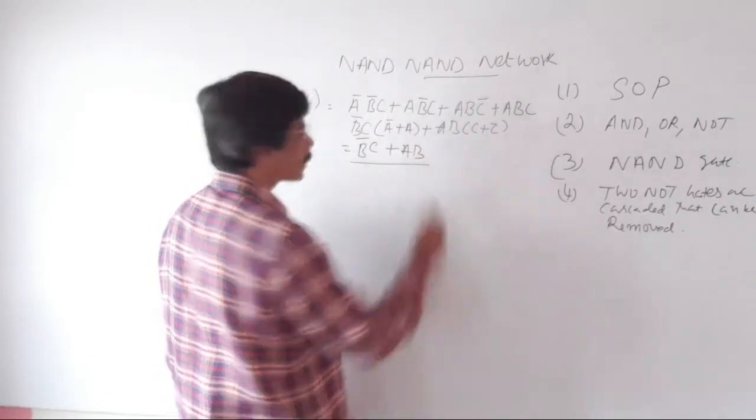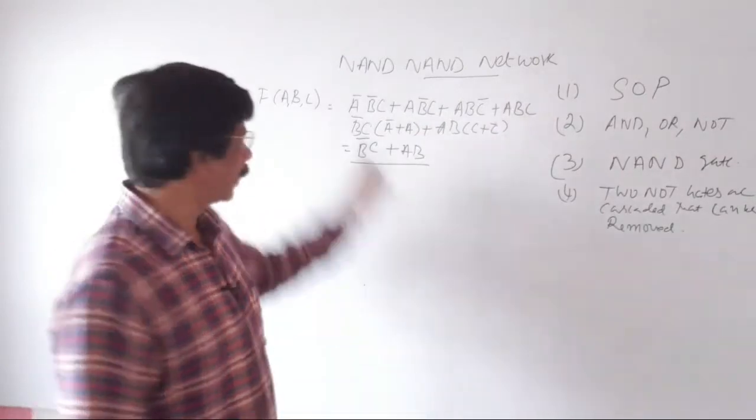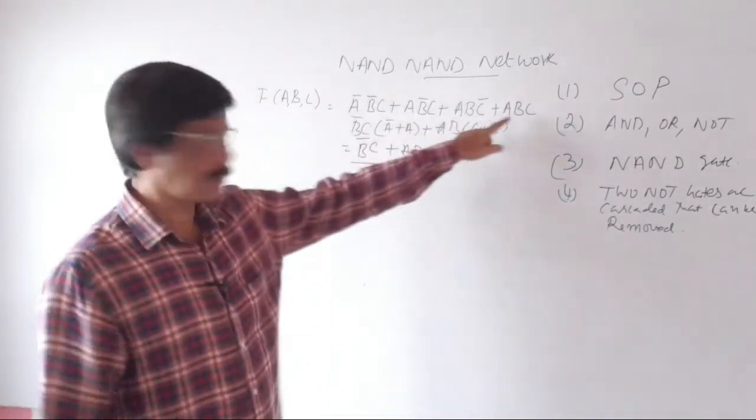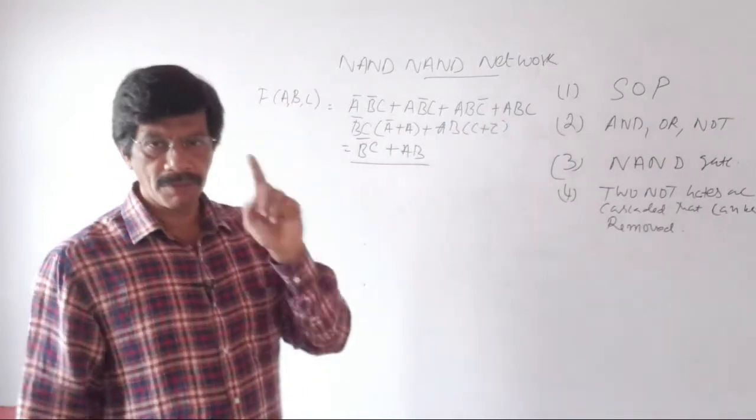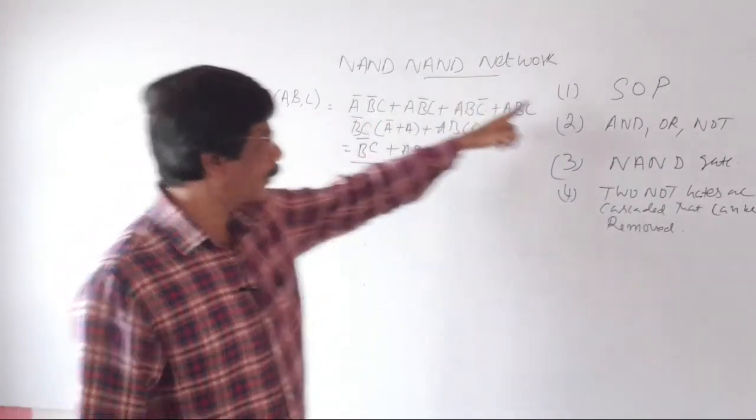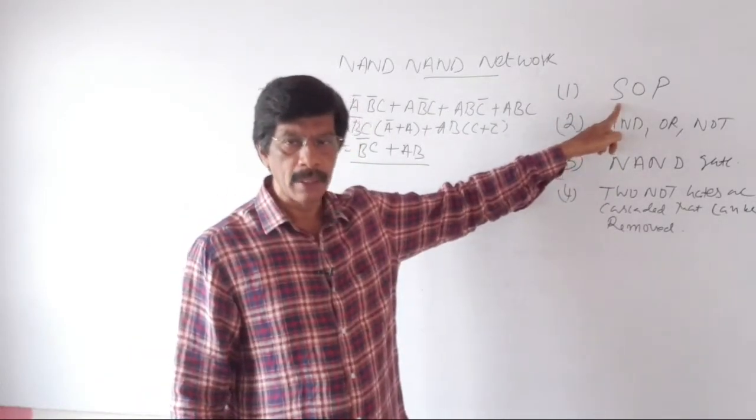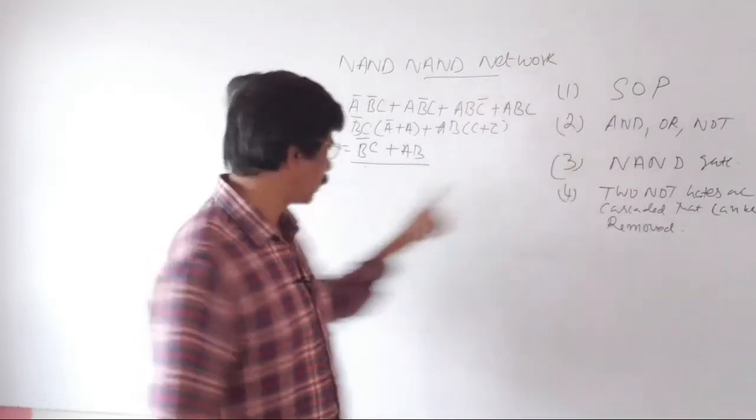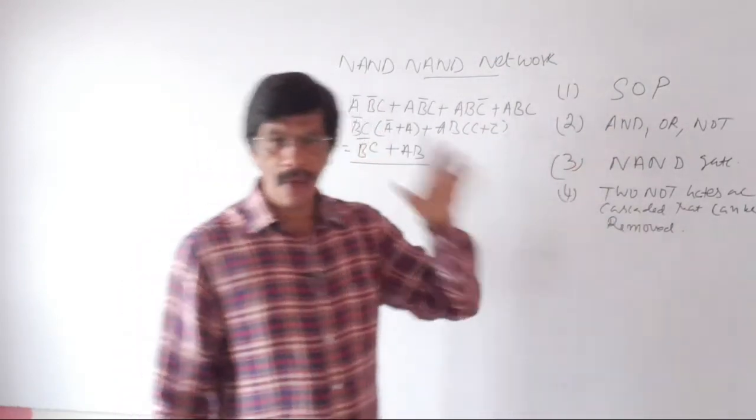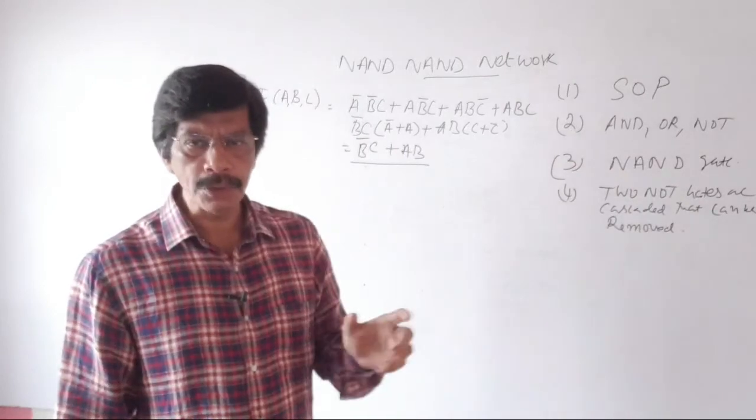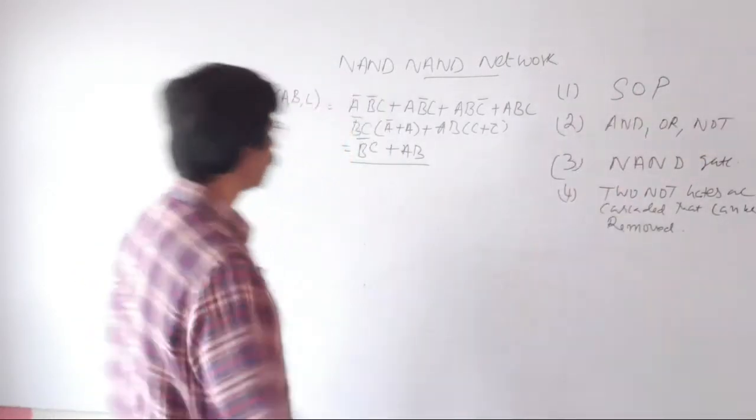This is the simplified form of the SOP equation. The given SOP equation is simplified. This is the first step of NAND network. The second step is draw the logic circuit using AND or NOT gates.